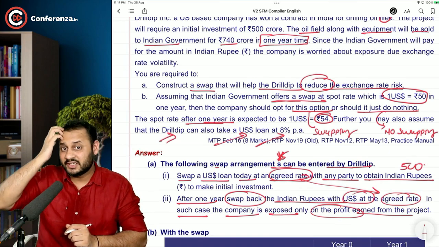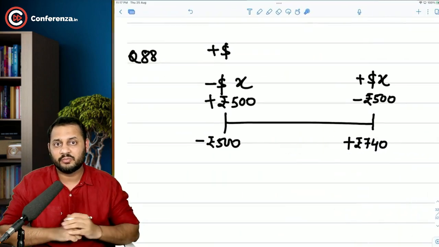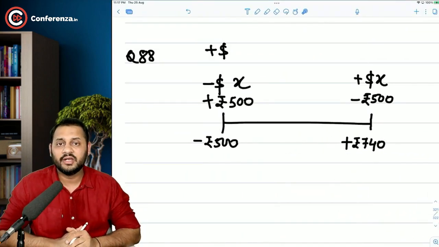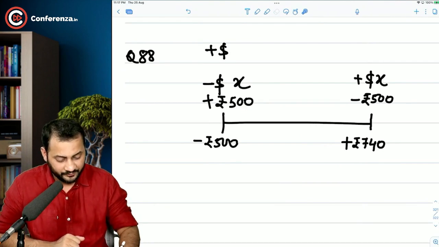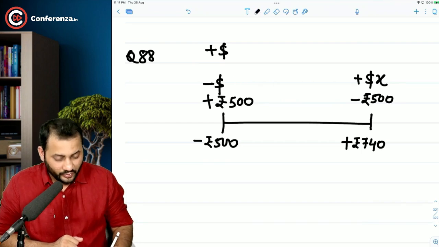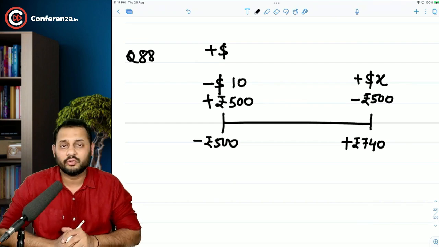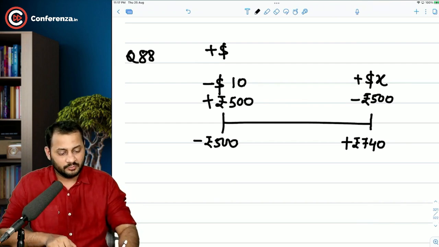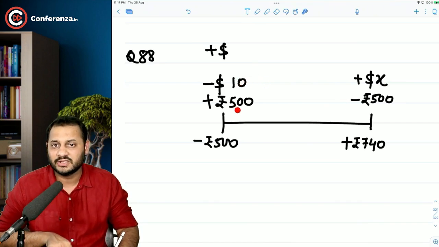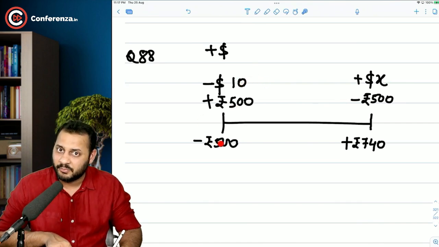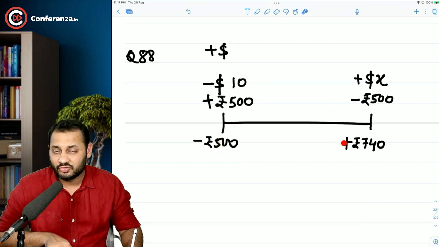Since today's rate is 50, the rate agreed with the Indian government is 50. So in order to buy 500 crore rupees, 500 crore divided by 50, the US company will have to sell 10 crore dollars to the Indian government. The moment you sell 10 crore dollars to the Indian government at the rate of 50, 10 into 50, you will receive 500 crore that can be invested in this project. You will receive 740 crore from the Indian government itself by selling this project.